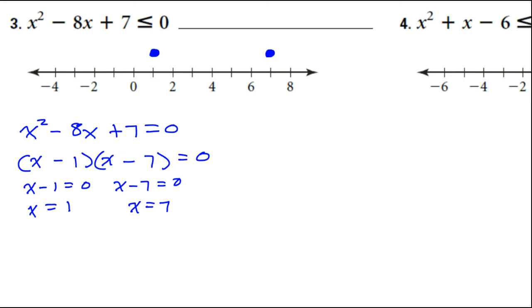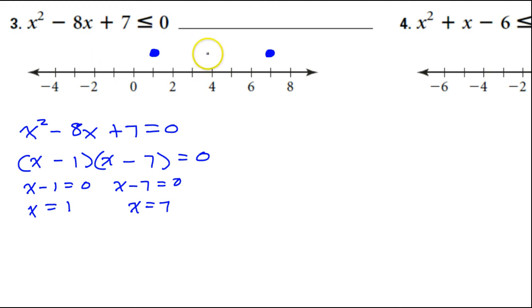Okay? So if you need a shortcut for that, think: if it says or equal to, we're going to make them closed circles. If it doesn't say or equal to, we'll make them open circles. Anyway, now we've created 3 intervals, 3 zones on this number line. We have this first zone that's to the left of 1. We have a zone between 1 and 7. And we have this interval that is greater than 7.